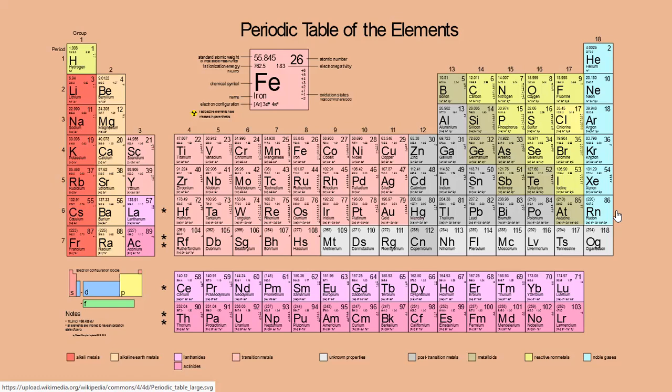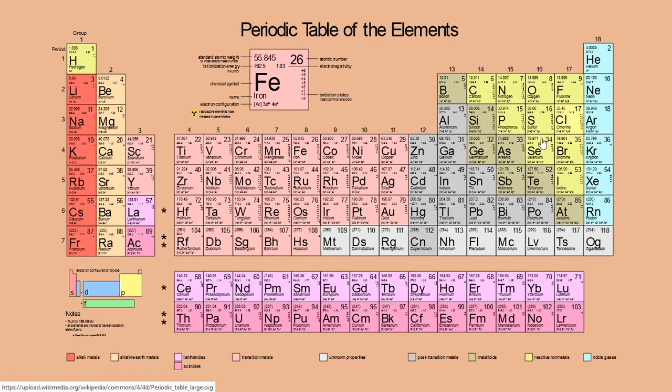Now, across a period, when we go from left to right, first of all, we know that the size of the atom decreases as we go from left to right. So the ionization enthalpy will increase because they have an opposite relationship. So lithium will have a relatively lower ionization enthalpy than fluorine.